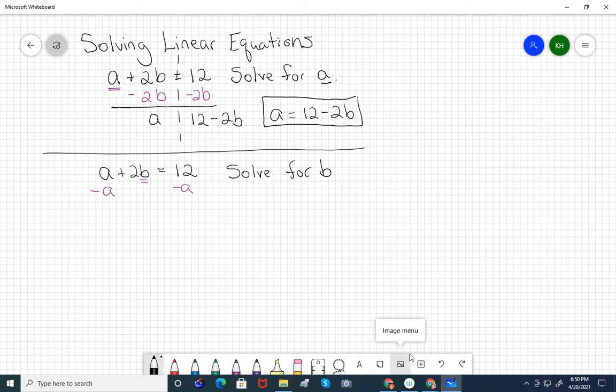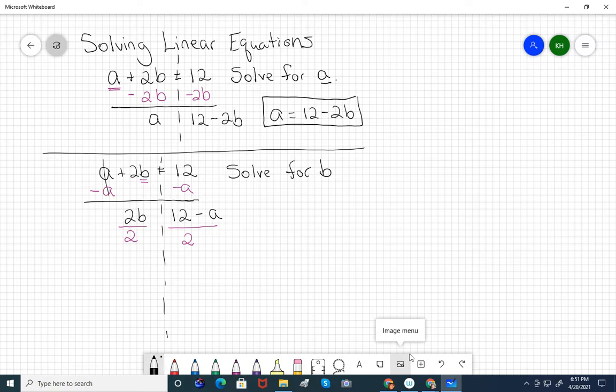Again, think of this as being a balanced scale. Both sides are equal. As long as we do the same thing to both sides, they stay equal. A plus 2b minus a, those are going to go away. We get 2b equals 12 minus a. So to finish solving, I don't want to know what 2b equals. I want to know what just 1b is. I'm going to need to divide this by 2. So I have to divide this by 2.